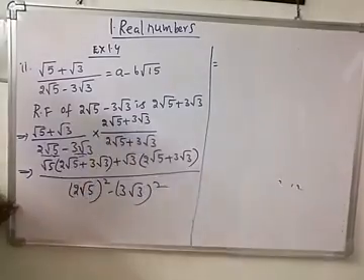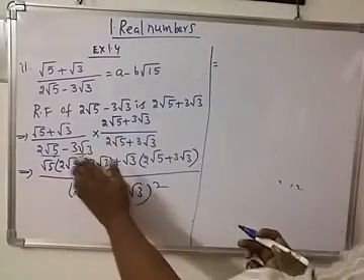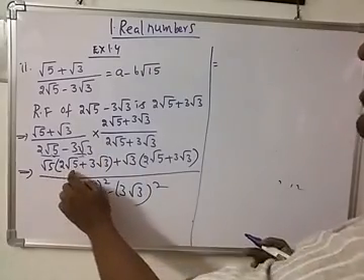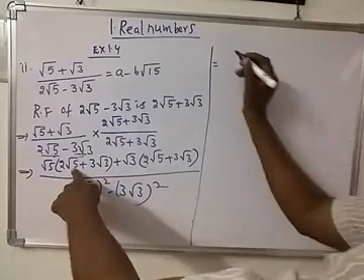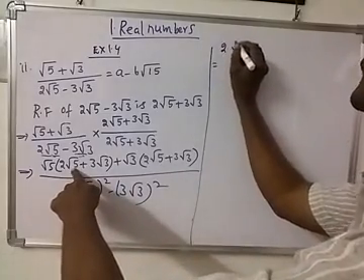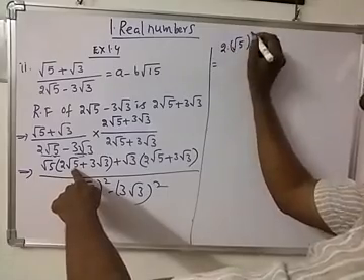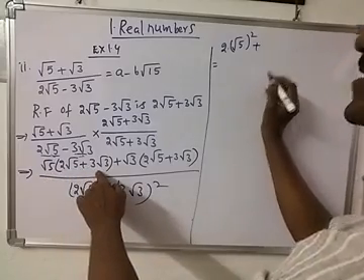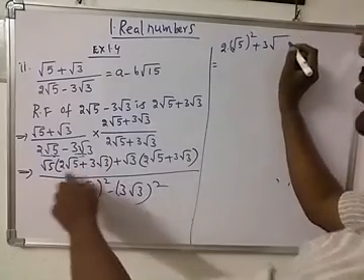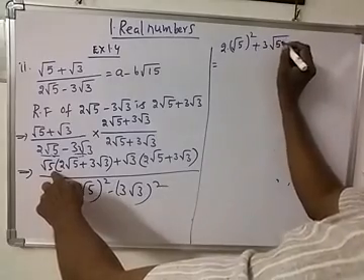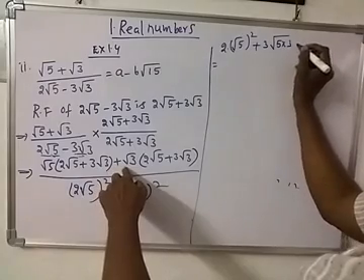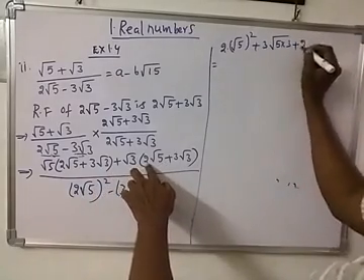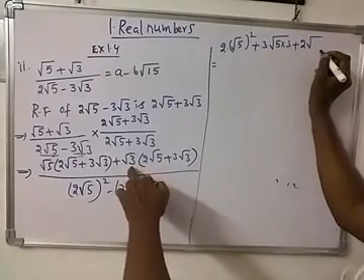Now that is equal to √5 into 2 into √5. Here √5 into √5 is (√5)², so that is 2 into (√5)², plus √5 into 3√3, that is 3 into √(5 × 3), plus √3 into 2√5, that is 2 into √(3 × 5).